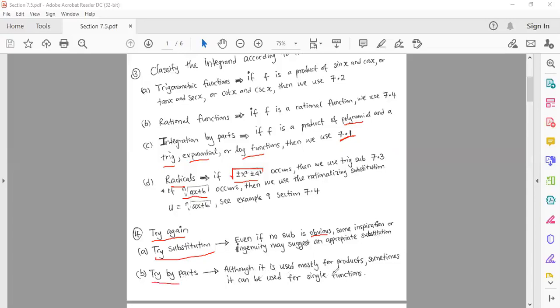All right, try by parts. They say although it is used mostly for products, so by parts most of the time is a product of two functions, it can also apply sometimes with a single function. We've seen that. When I give you the integral of maybe sine inverse of x, you know it's by parts. If I give the integral of ln of x, although they're single functions, you can still solve them using integration by parts.